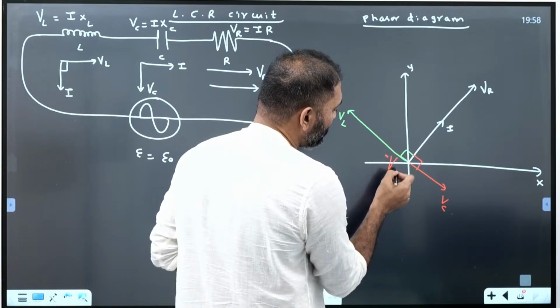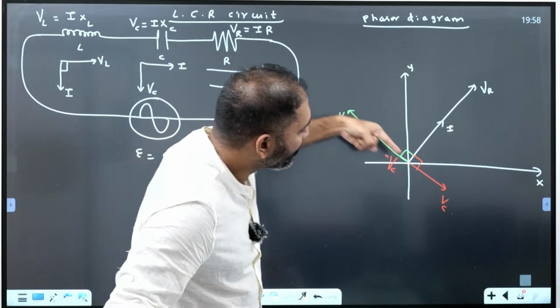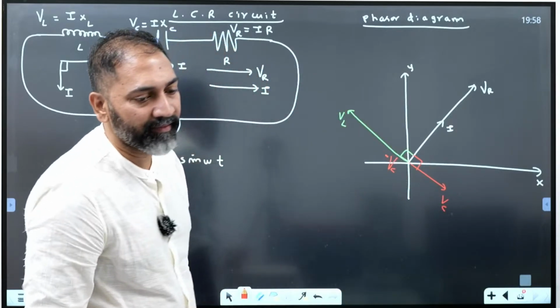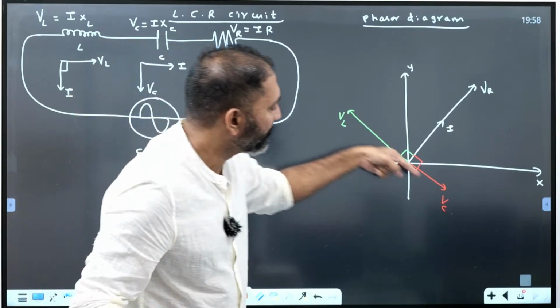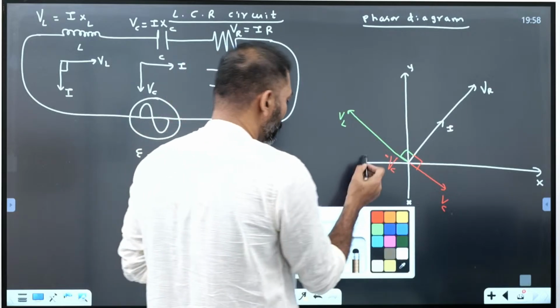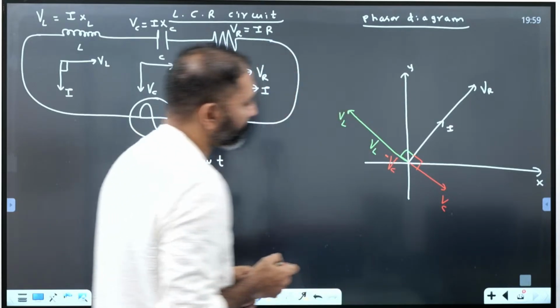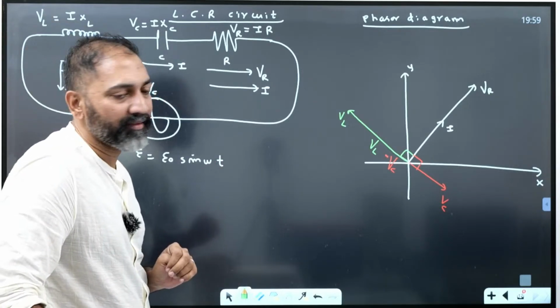Now, if this side is plus VC, this side will be minus VC. I hope you got the point. If this side is plus VC, then this side will be what? Minus VC. So what is the in-effect voltage? VL minus VC. Any doubt?